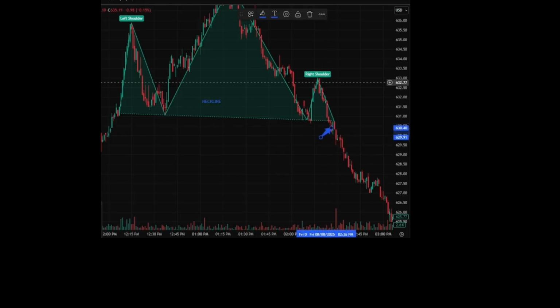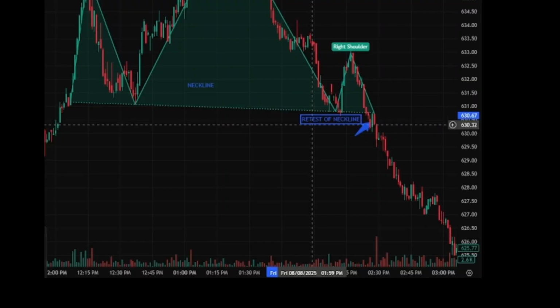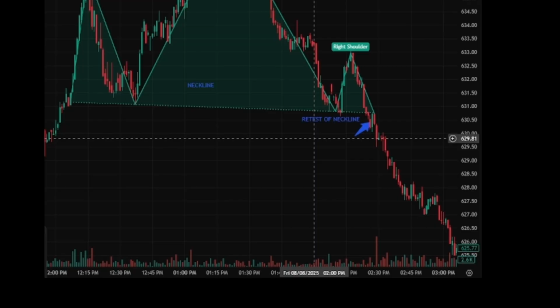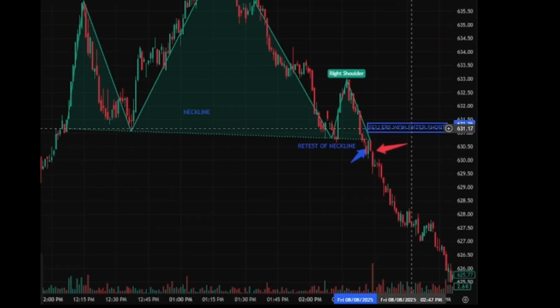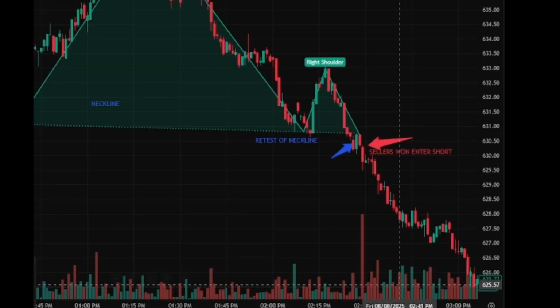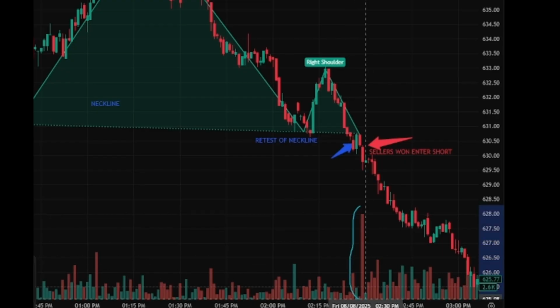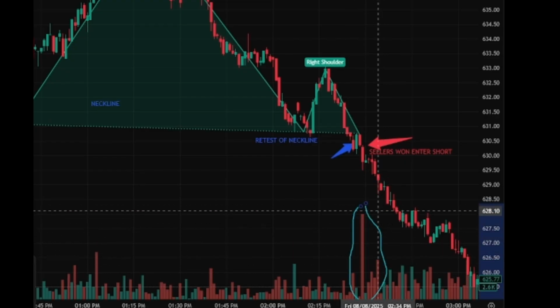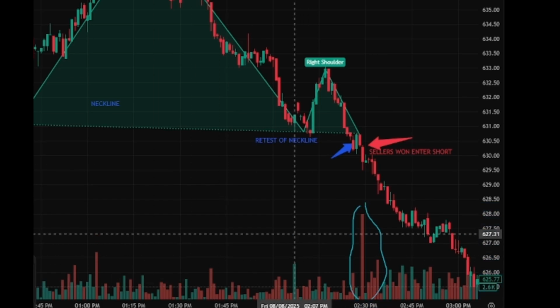As we see, it did retest the neckline for a possible support and a rejection of the downtrend, but as we see, the sellers won and the downtrend did confirm. Another way to confirm the bearish reversal is to look at the volume. And when we do, we see a big volume spike of sellers at the neckline retest rejection that are driving the price down, which should give you even more confidence to enter a short and ride the wave along with them.